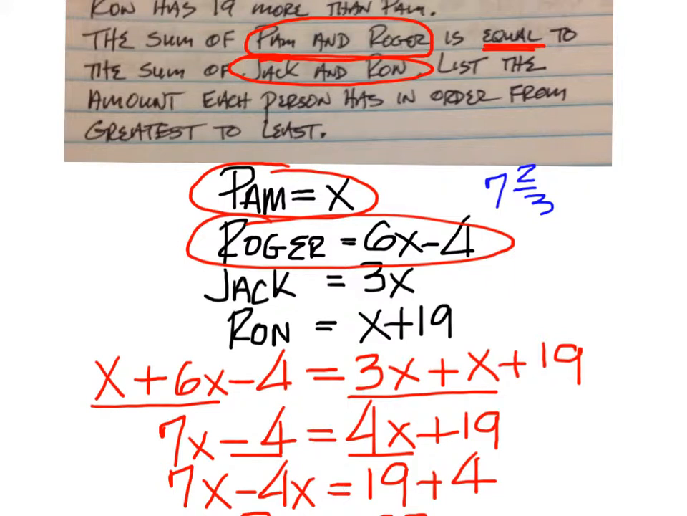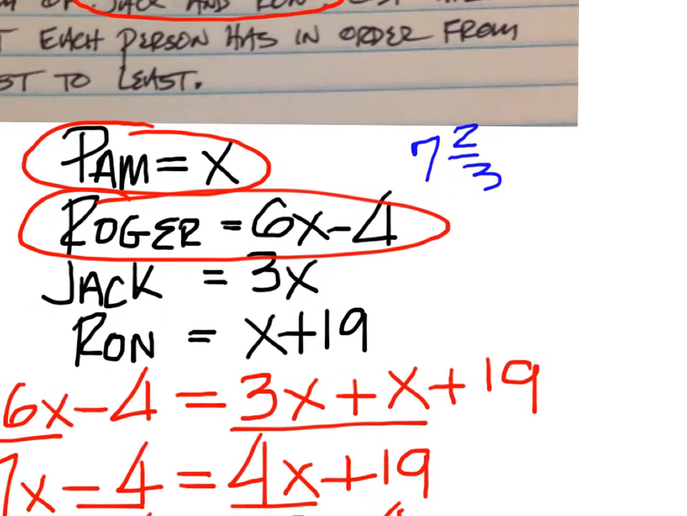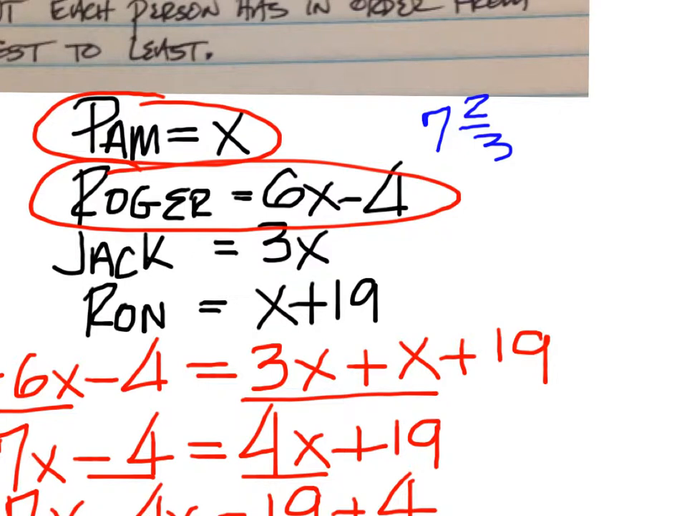Okay, so let's go find Roger. We're going to have to put in the 7 2/3 for x. Your calculator does fractions for you. So type in 7, hit the ABC button, and then 2, ABC button, and then 3. The ABC button is 3 buttons down from the top. It's under the degree button.